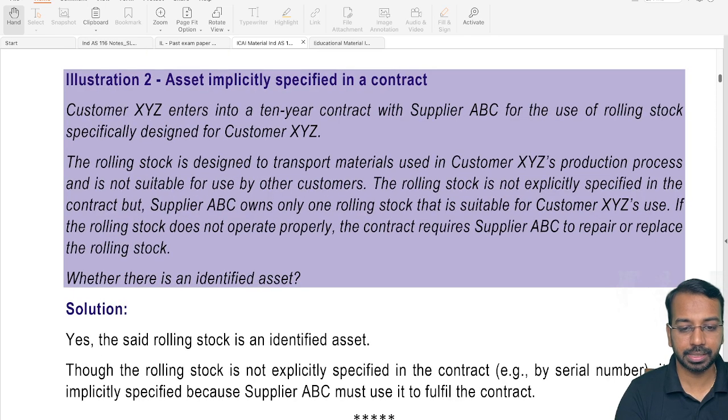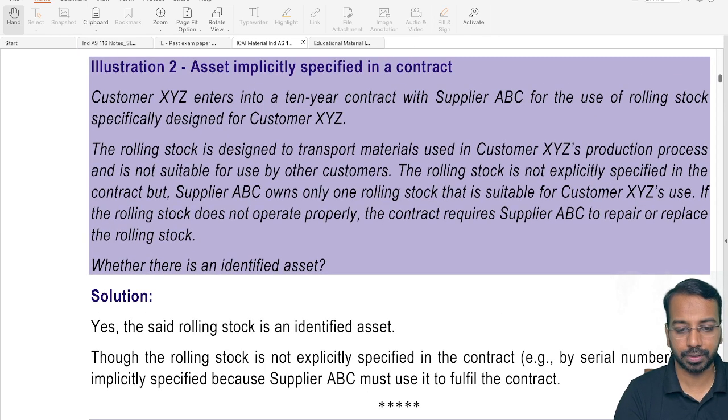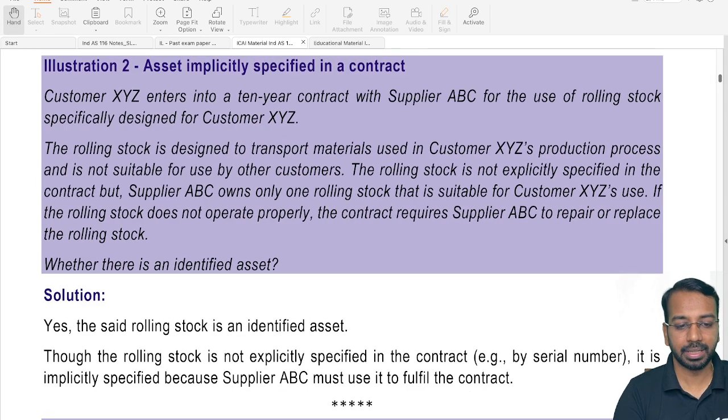Now here are some examples I would like to quickly discuss with all of you. In this case, for example, a customer enters into a 10-year contract with supplier ABC for the use of rolling stock specifically designed for customer XYZ. Now, rolling stock is basically your trains, the railway wagons and all of that. That is called rolling stock.